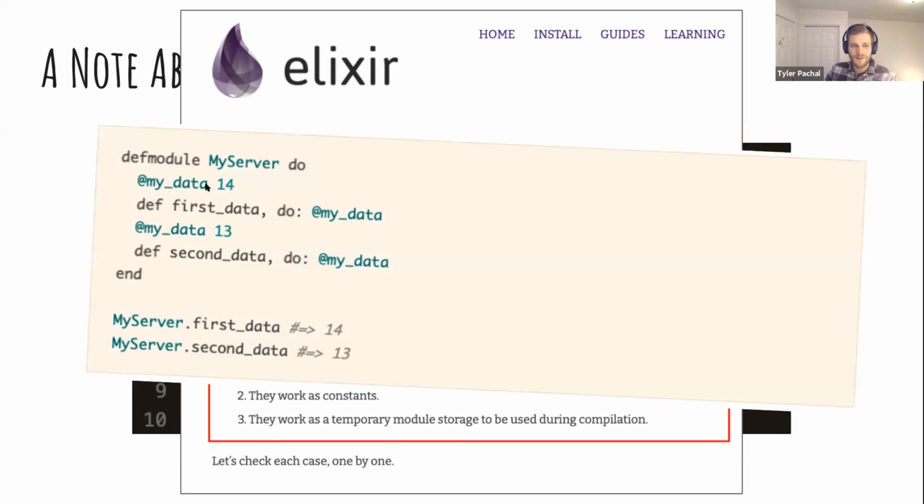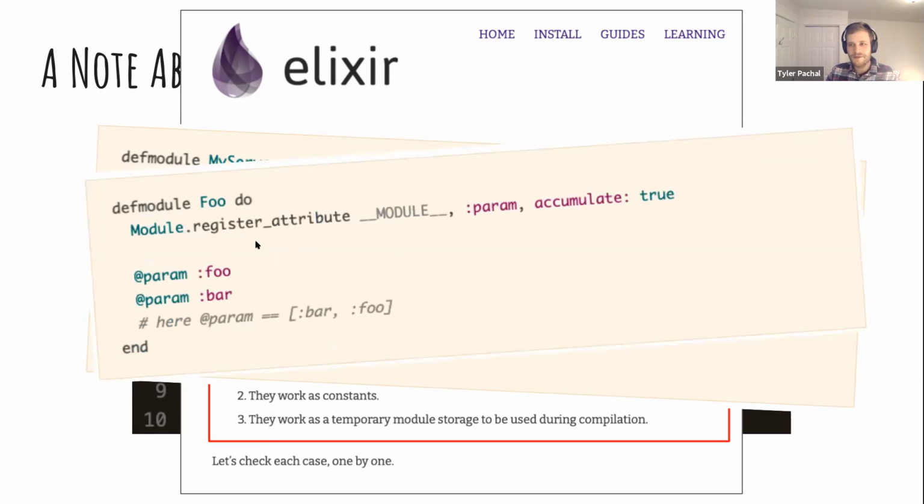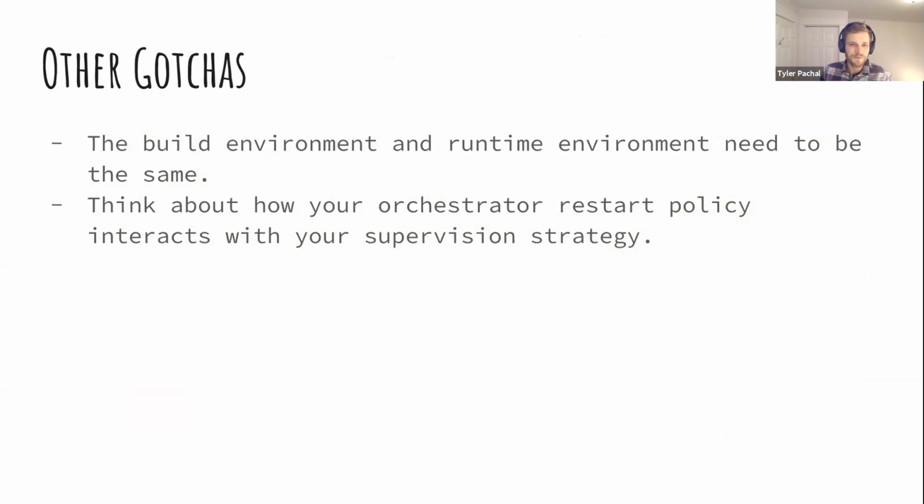So in this example, they have a module attribute, my data, that they redefine, so not a constant. And here it shows how it can change. This comes up more in metaprogramming, but you can even accumulate these. So here, not only is it not a constant, but the type is even changing. Now we have a list. This is just really to illustrate that I don't think you should use these as constants, and just use functions instead. It's just easier.